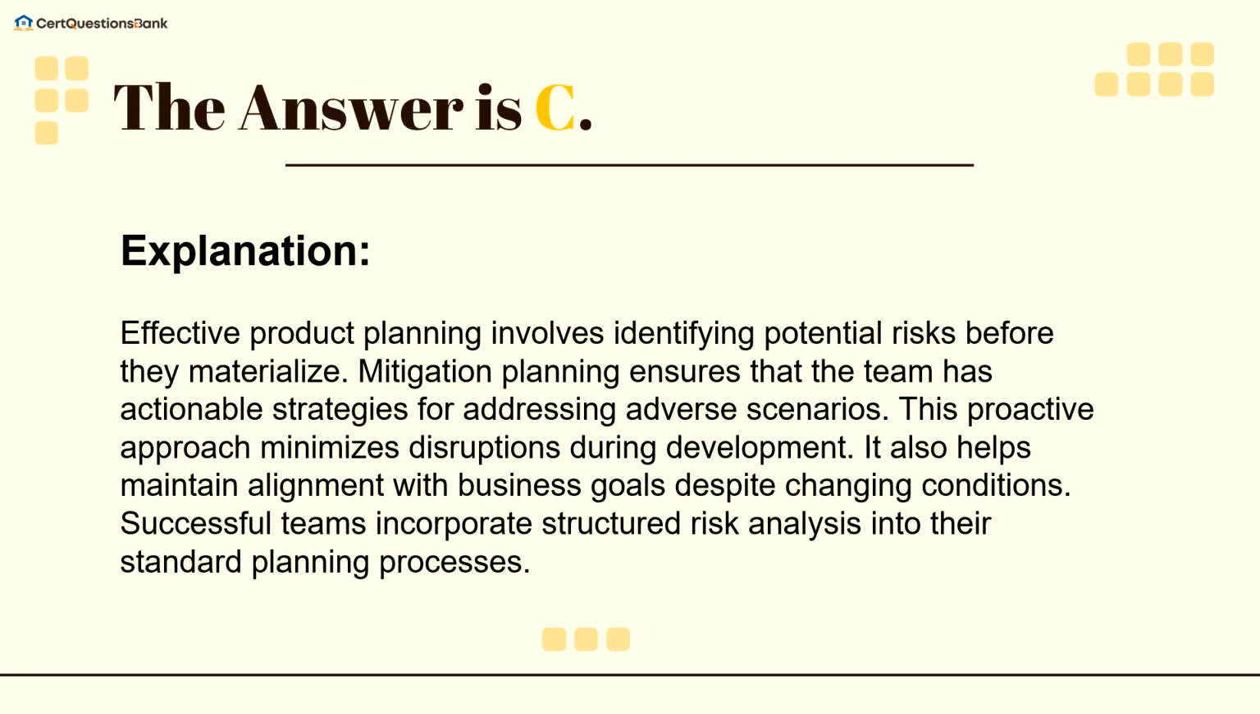The answer is C. Effective product planning involves identifying potential risks before they materialize. Mitigation planning ensures that the team has actionable strategies for addressing adverse scenarios. This proactive approach minimizes disruptions during development. It also helps maintain alignment with business goals despite changing conditions. Successful teams incorporate structured risk analysis into their standard planning processes.